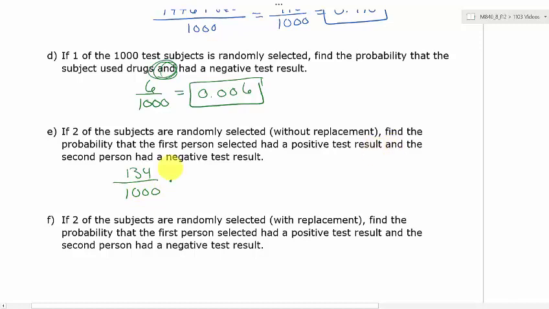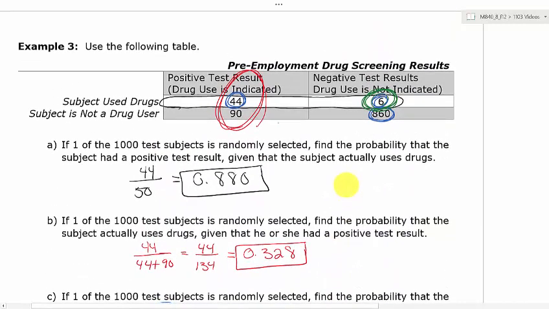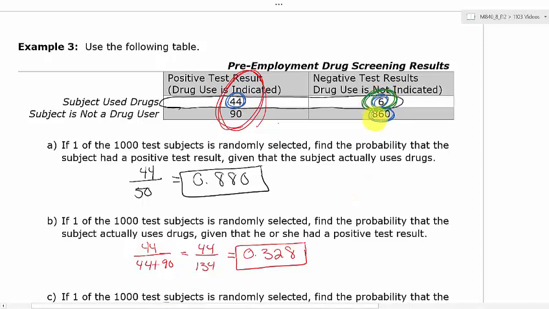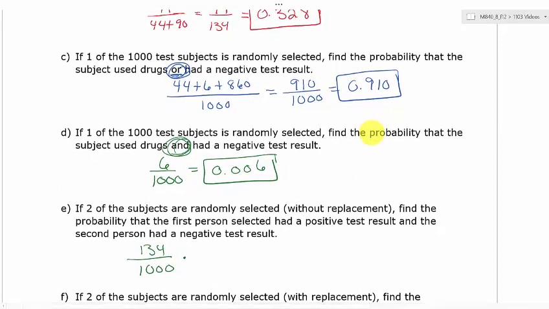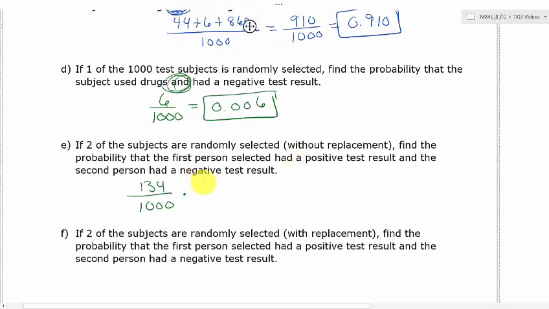For the second person, we want a negative test result. So the negative test results are the second column, and that's 866. But now we've already taken someone out, so the total number of people that we're choosing from is 999.